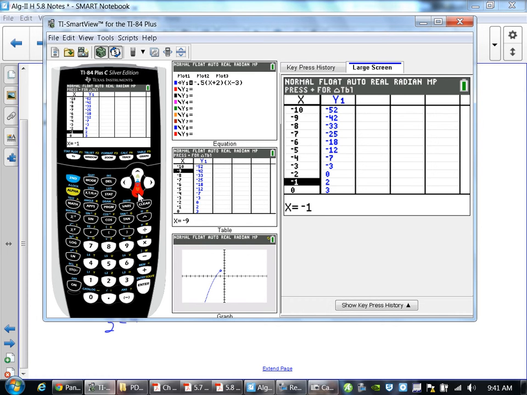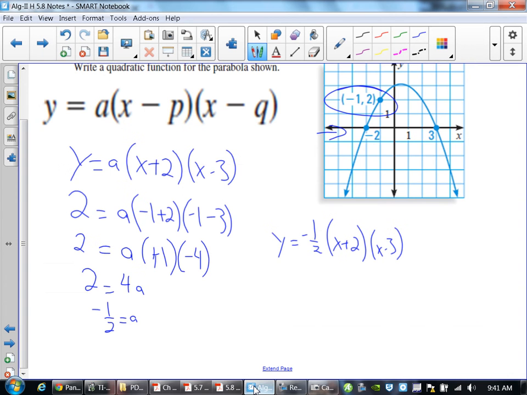Did that work for everybody? Like I said, really, really easy stuff to do. So let's look at something that's a little bit more difficult.